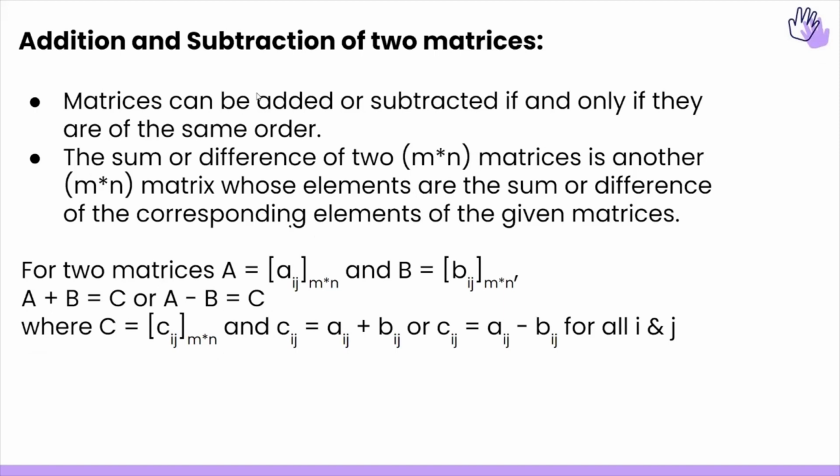Come to the next concept. Now comes the important concept, addition and subtraction of two matrices. Matrices can be added or subtracted if and only if they are of the same order, right? Order, we have already seen what it is. Order is the number of rows by number of columns.